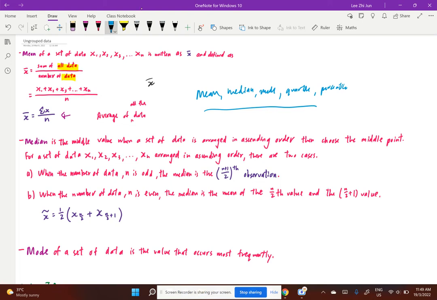Then it chooses the median point. So for a set of data, when the number of data is odd, like 1, 1, 3, 5, 7, the median is the middle observation. When the number of data is even, the median is the mean of the n/2 value and the n/2 plus 1 value, written as this.